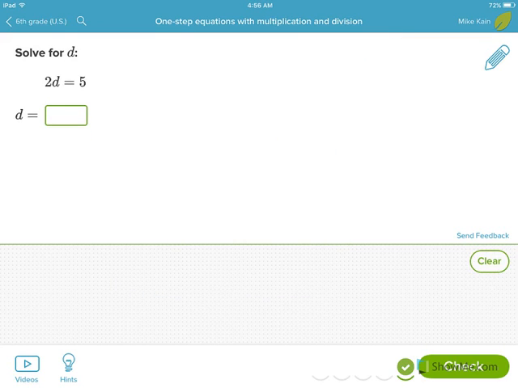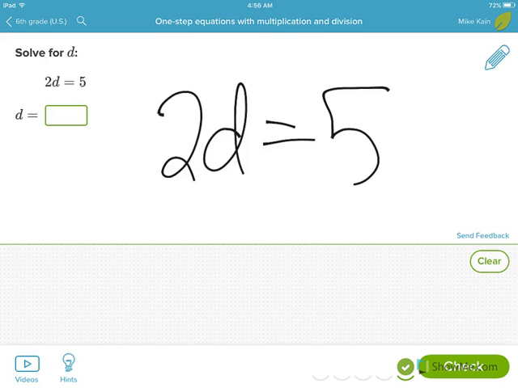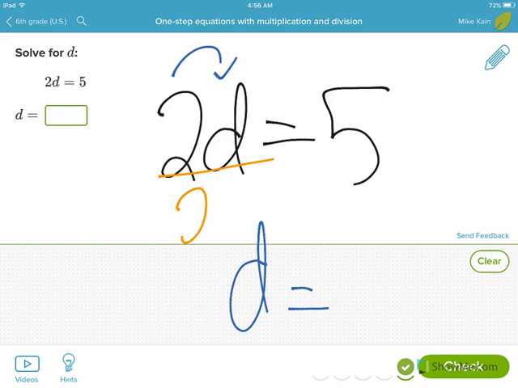And last but not least, we have a multiplication problem. We have 2 times some number equals 5. So properties of equality tells us what? It tells us the opposite operation will undo our problem. So since this is 2 times d, I want d by itself, don't I? What's the opposite of multiplication? If you said division, again, bingo, you are correct. We'll divide this side by 2, divide this side by 2.